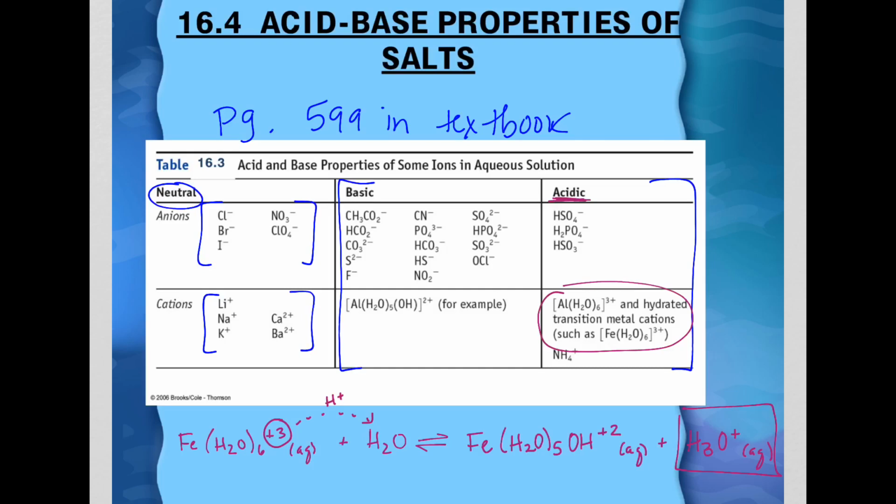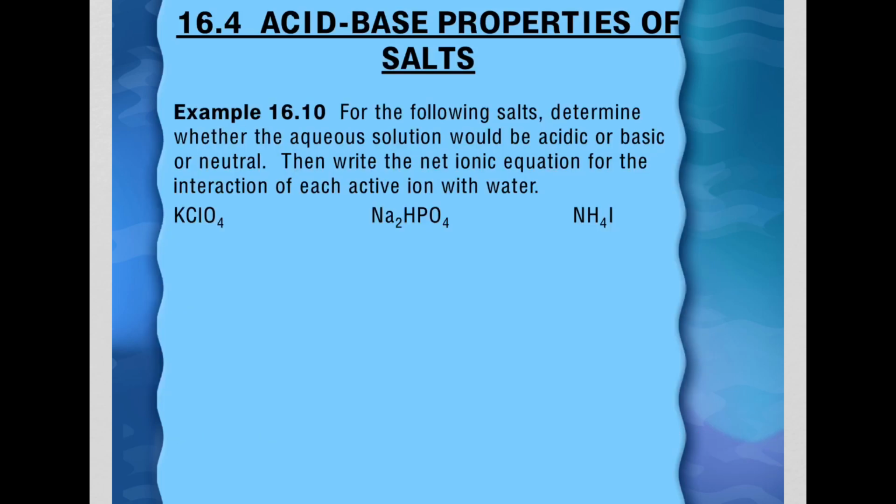Once again, we will not ask you to memorize this section, but we are putting this here just so you can check that out. If we look at one more example with these, it's asking for each of these salts, would the solution be acidic, basic, or neutral? And then it's asking you to write a net ionic equation for those active ions, in other words, the ones that were acidic or basic.